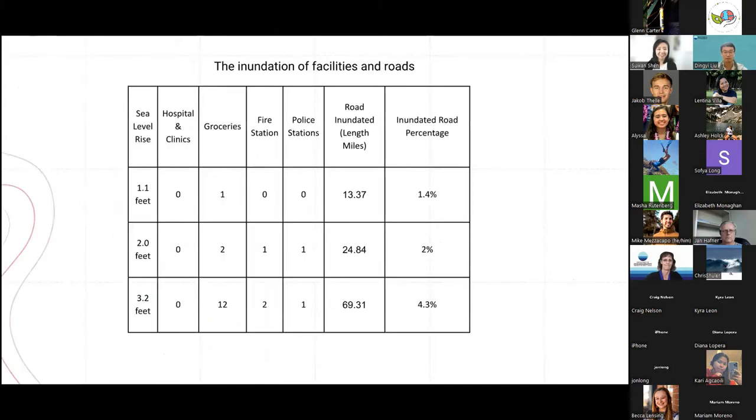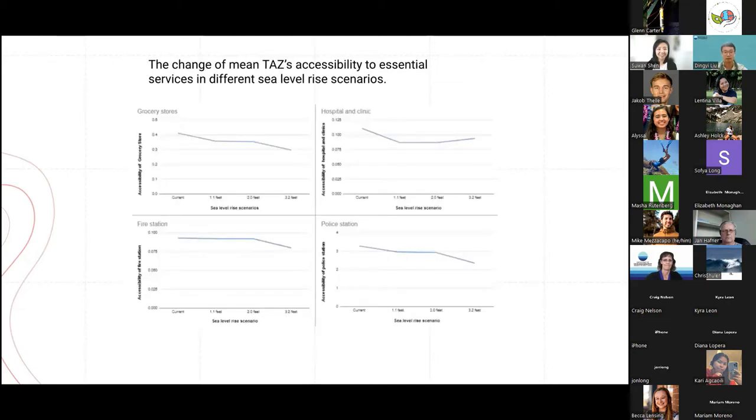So here's what I found. A 1.1 feet sea level rise will inundate one grocery store. Compared with a 3.2 feet sea level rise, more essential services will be inundated, and 4.3% of roads will be inundated by a 3.2 feet sea level rise. So this is how accessibility to essential services will change in different sea level rise scenarios.